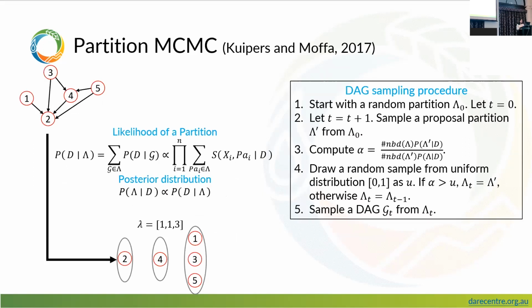One MCMC variant that we are studying is partition MCMC, which makes use of the underlying combinatorial structures of DAGs in order to define new groupings and improve convergence when compared with traditional MCMC methods. To give you an overview of how it works, here is an example DAG that consists of 5 nodes, 1 to 5.